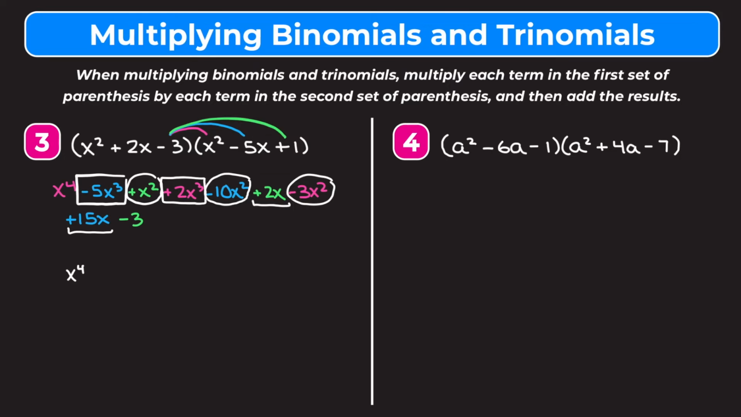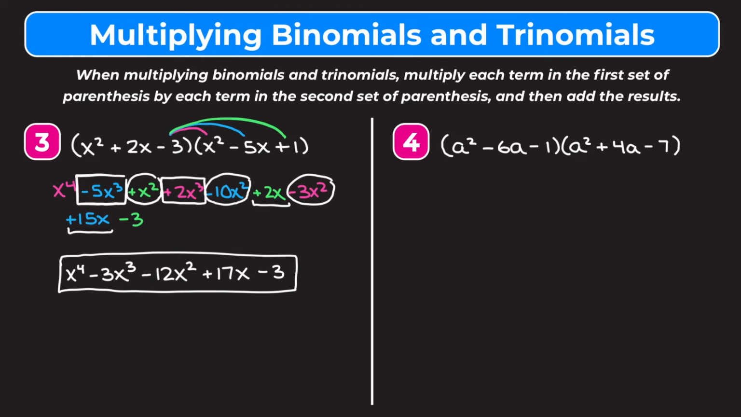And now if we look at the x cubes that are boxed, we have a minus 5x cubed plus x cubed. That's a minus 3x cubed. If we look at the x squareds that are circled, we have a plus x squared, which is plus 1x squared, minus 10x squared, minus 3x squared. That's going to give us minus 12x squared. If we look at the x terms that are underlined, we have a plus 2x and a plus 15x, which is plus 17x. And then we have this minus 3. So we get x to the fourth minus 3x cubed minus 12x squared plus 17x minus 3.